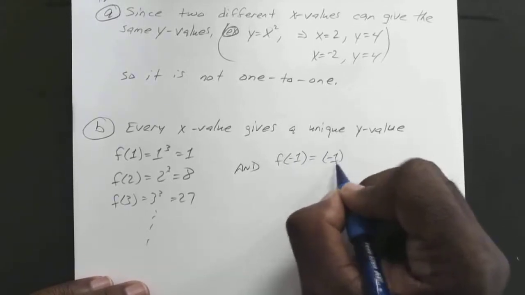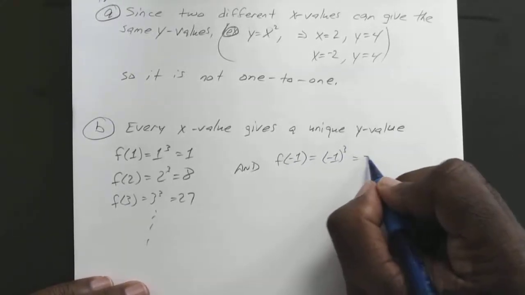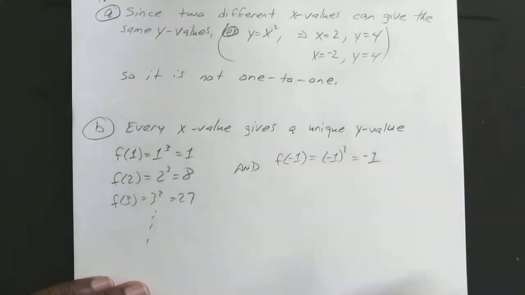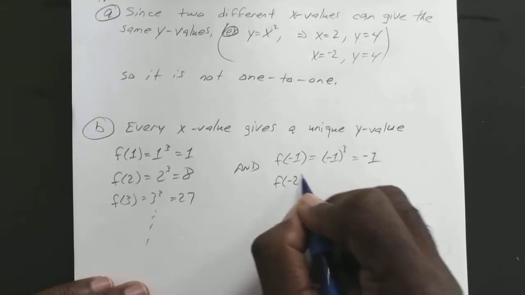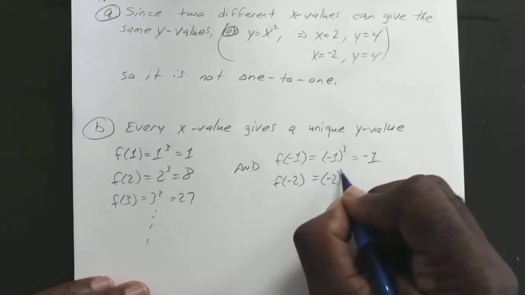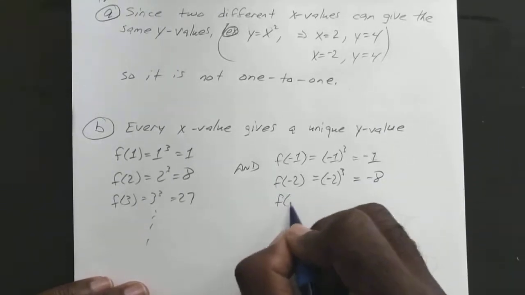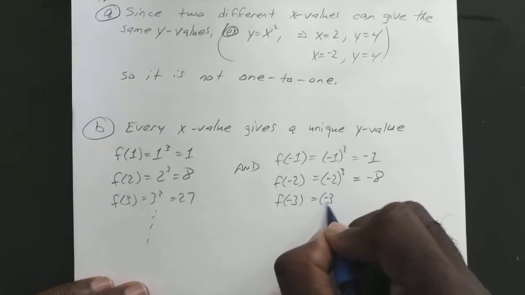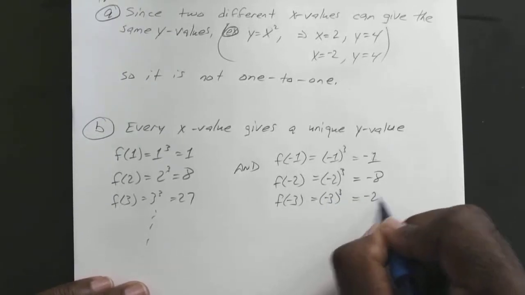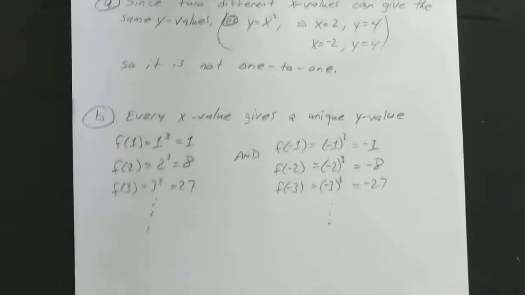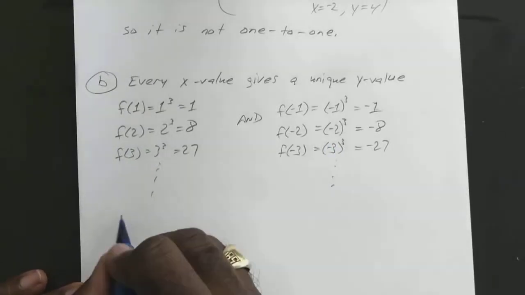So f of negative 1 would just be negative 1 to the third, which is negative 1. f of negative 2 is going to be negative 2 to the third, which is negative 8. And f of negative 3, which is negative 3 to the third, negative 27. It keeps on going. So we know each x value will give you one specific y value. Now, if we go the other direction, we have to see if that works.